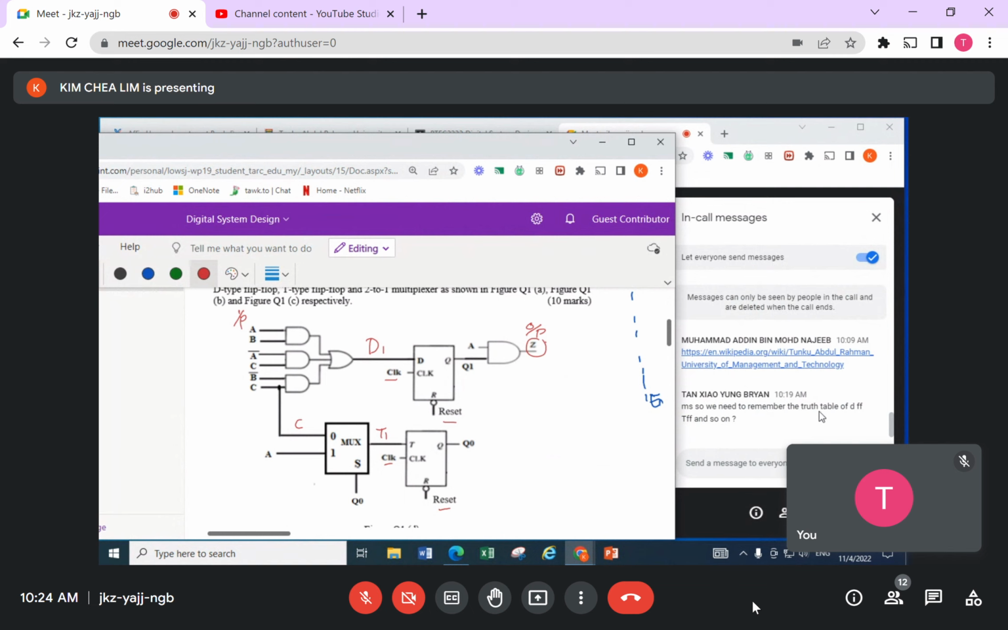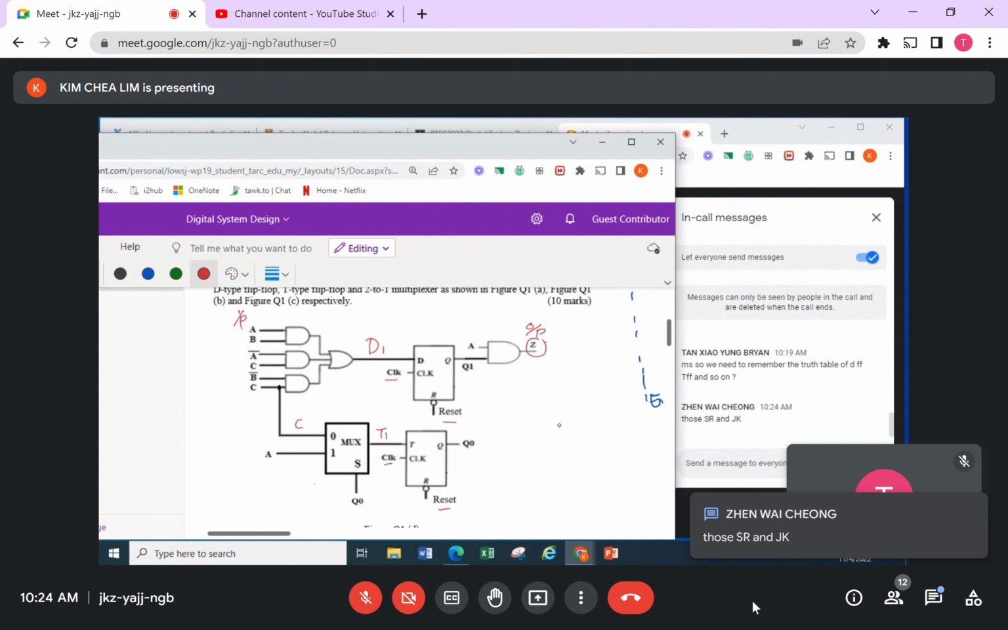So do we need to remember the truth table of flip-flops? Yes, all truth tables you must remember, Brian. These are the basics of your digital logic. All truth tables, all the gates' truth tables you must remember, including the application table. These are considered fundamental. SR and JK also, yes. These are all the basics.